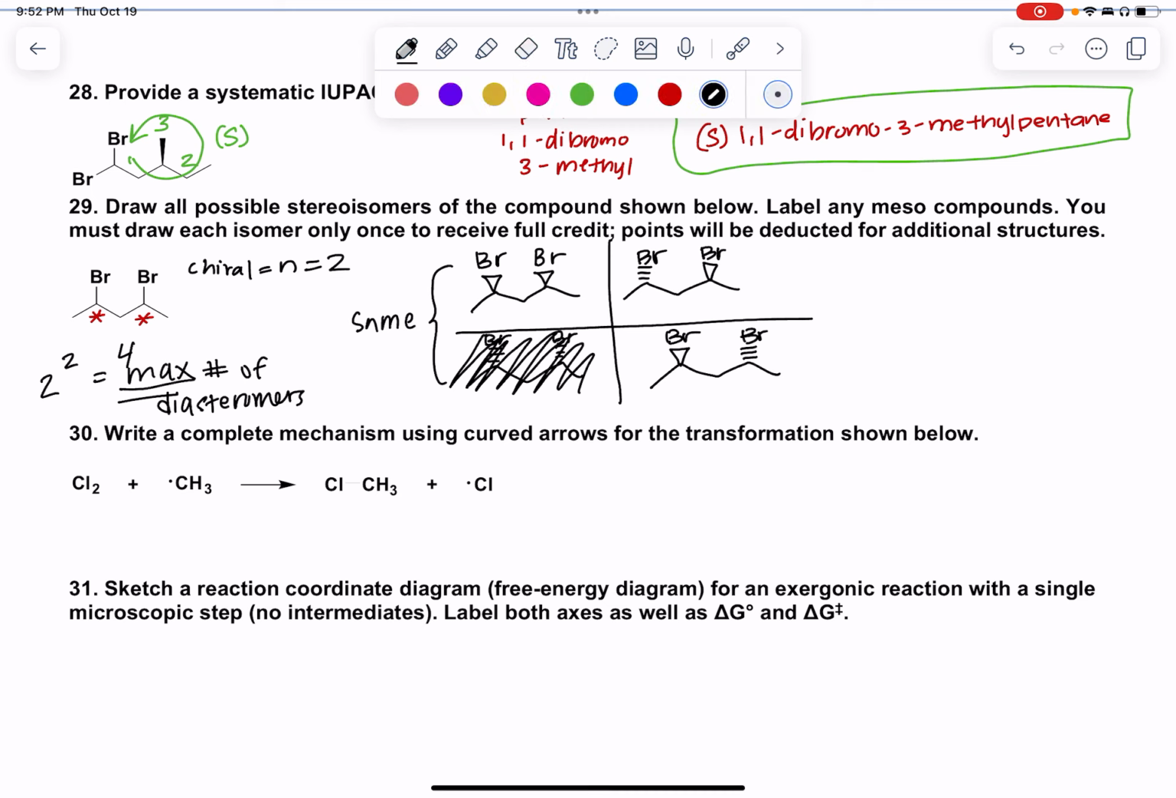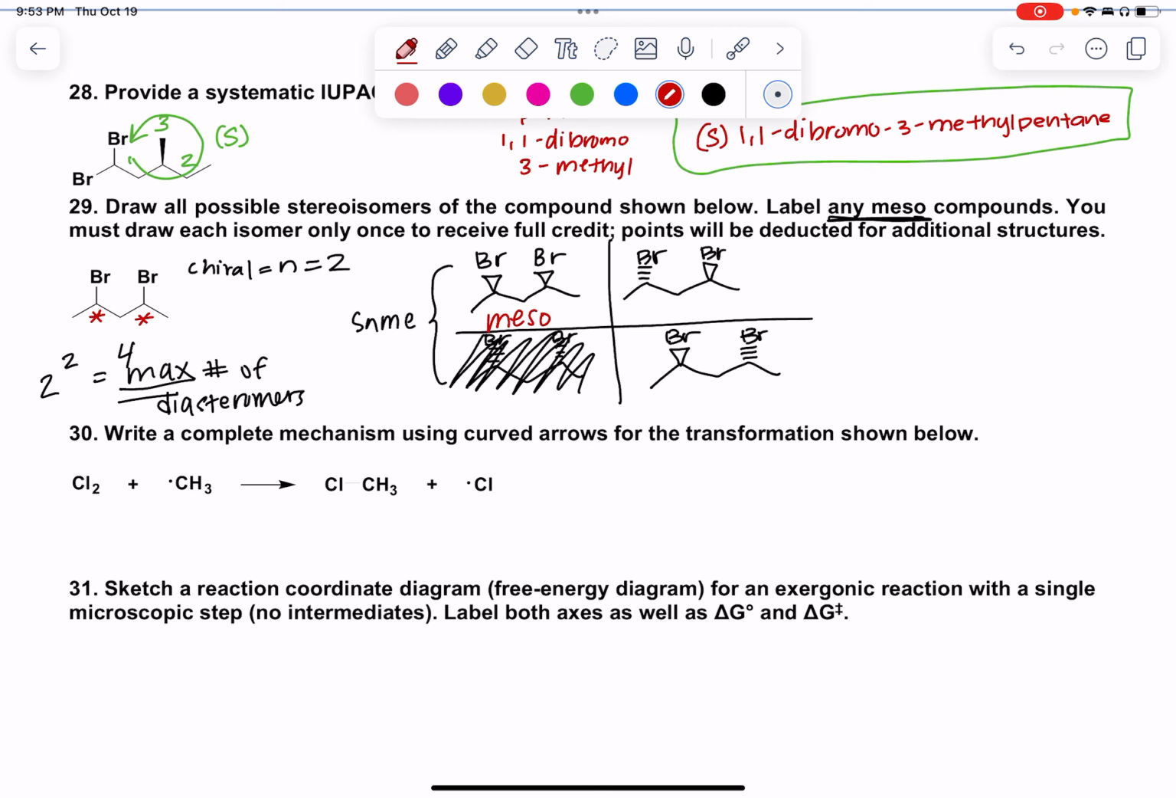Okay. Now, he also asks to label whichever one is meso. So we're looking for a plane of symmetry. Remember that anything that's trans can't be symmetrical. But this one's not trans. This one has a line of symmetry. You could fold this in half and it would be exactly the same. So this one is meso.